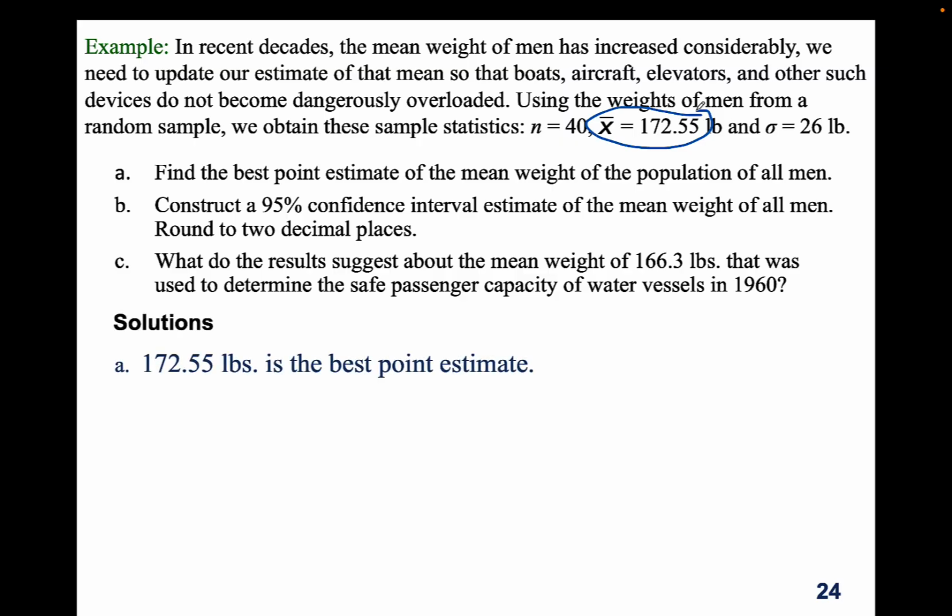Part B wants us to construct a 95% confidence interval estimate of the mean weight of all men to 2 decimals. Okay, so remember, once we open StatCrunch, we're going to be faced with that decision: Z or T. We know the population standard deviation. So that right there means that we're going to use Z, the standard normal distribution.